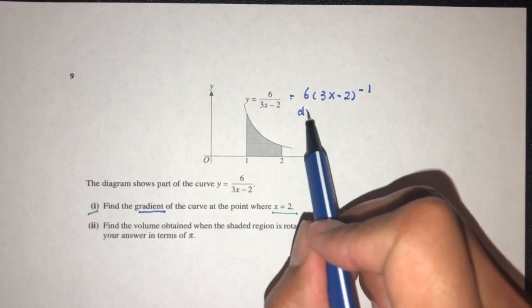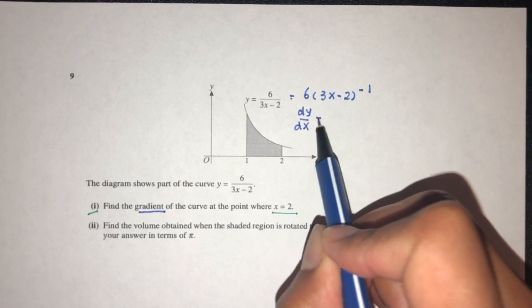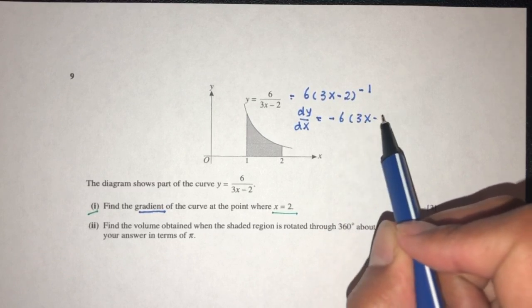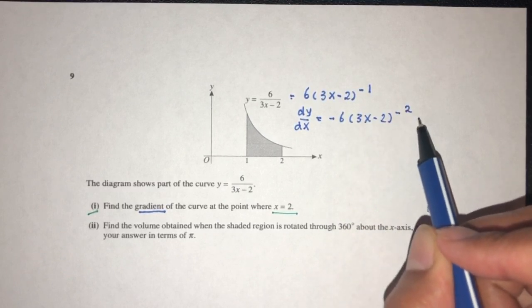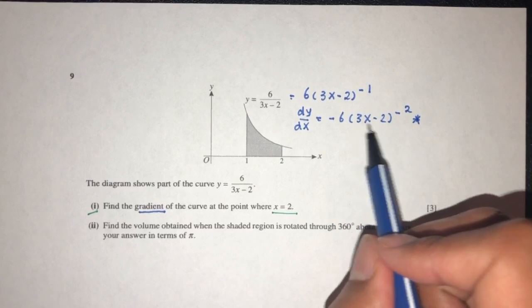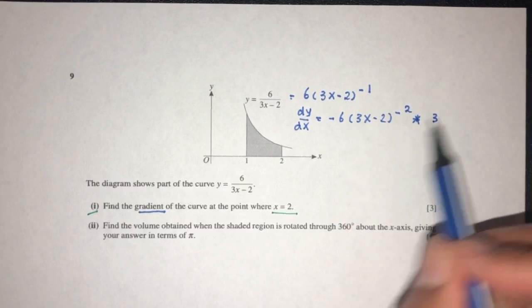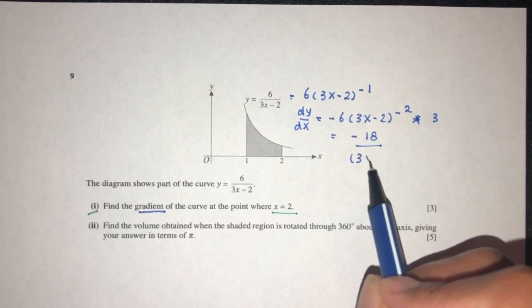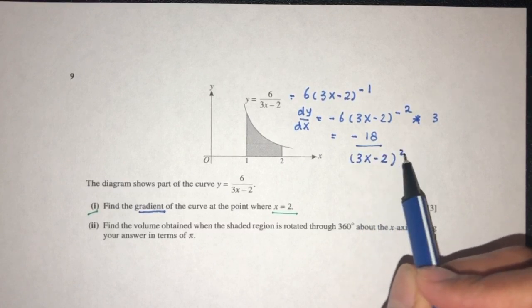Okay, so dy by dx will be what? First, multiply by the power, which is minus 6. Then minus 1 from the power, which gives minus 2. Then multiply by d by dx of the value inside, which is 3. That gives minus 18 over (3x minus 2) squared.